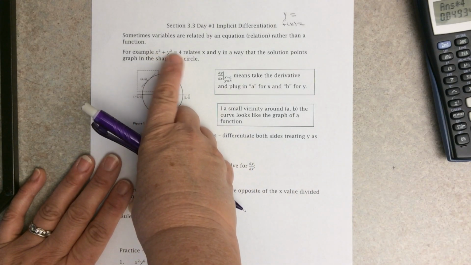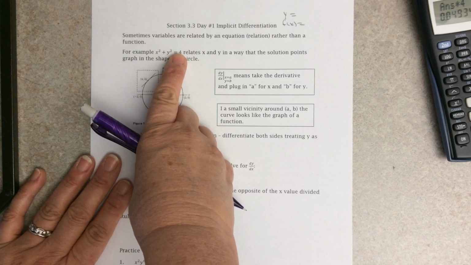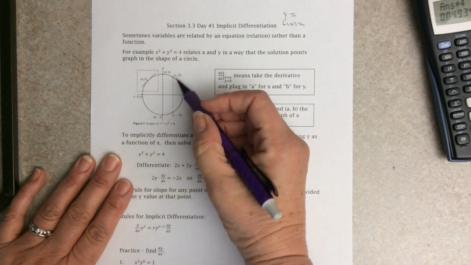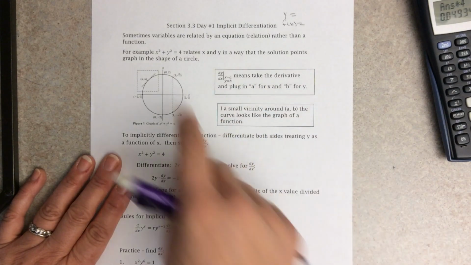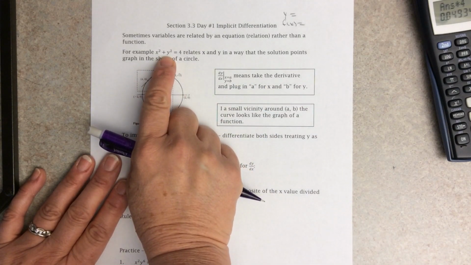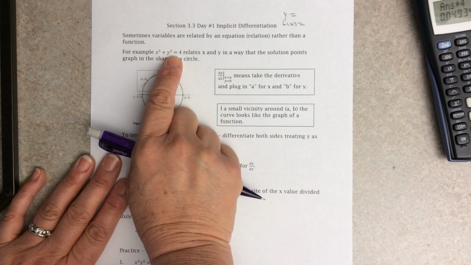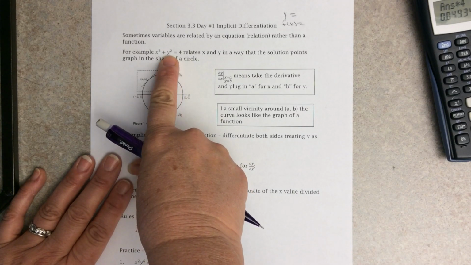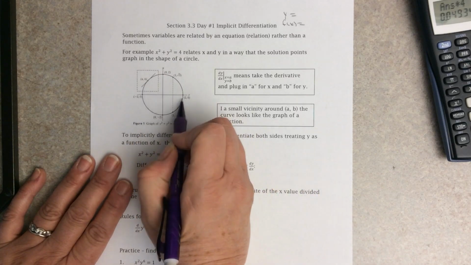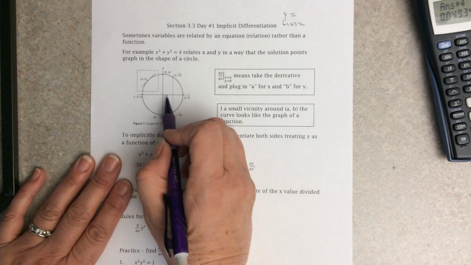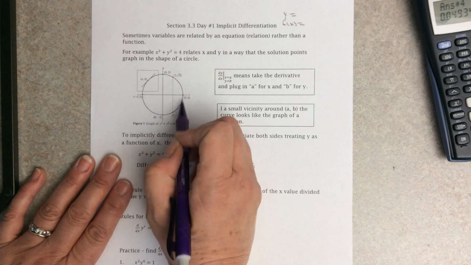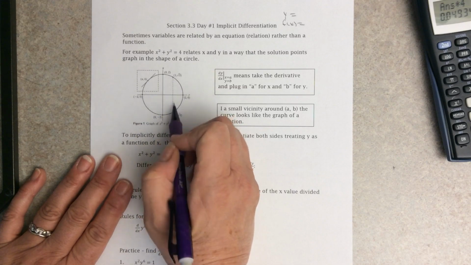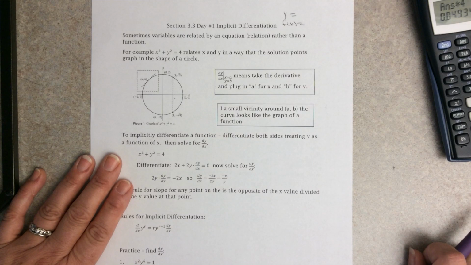ideas like x squared plus y squared equals 4. That's not a function because it would fail the vertical line test. However, it is a relationship between x and y, and it is not one that we could actually solve for y, because if we tried to solve for y and make it say y equals, we wouldn't be able to because of this ambiguity on whether when I plug an x value in, I get a positive y or a negative y. There's two answers for every x value that I plug in.